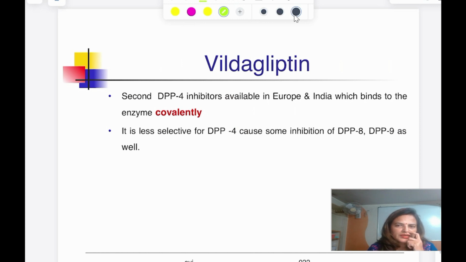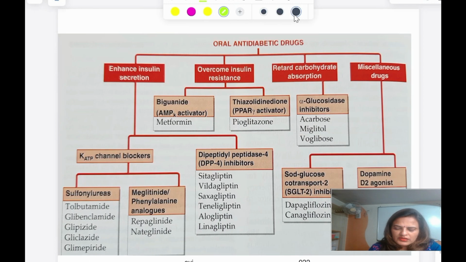Same as vildagliptin, this is going to bind with this enzyme covalently and it is less selective. So these are the few important points I have told about the insulin secretagogue. This classification I have again taken from the same book, the standard textbook of pharmacology by K.D. Tripathi. So here you can see oral anti-diabetic.